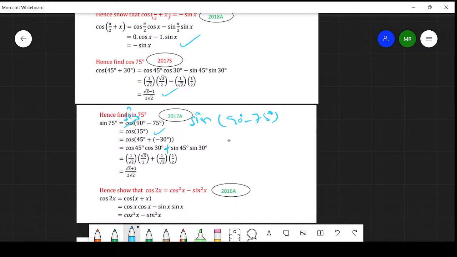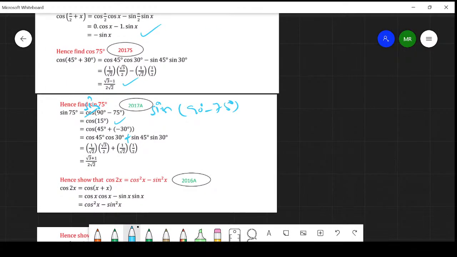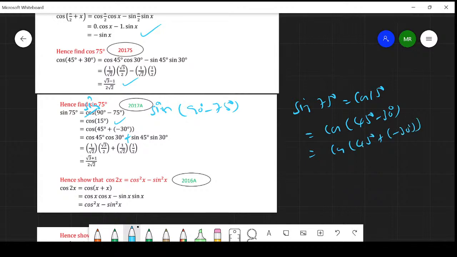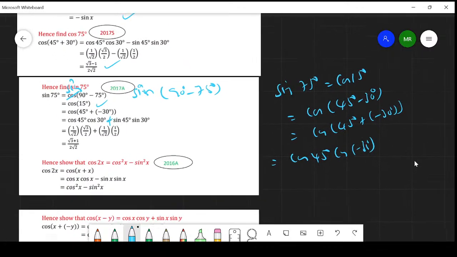But how you got plus, I will tell you the reason. Cos 15 degrees, you observe here, I will explain beside here. Cos 15 degrees is sin 75. When you take sin 75 degrees, we have written cos 15 degrees. Cos 45 minus 30 I can write, because I can understand it as cos of 45 degrees plus minus 30 degrees. We know the cos of A plus B formula. You write cos 45 degrees, cos of minus 30 degrees. You understood this? This is the cos of A plus B formula.